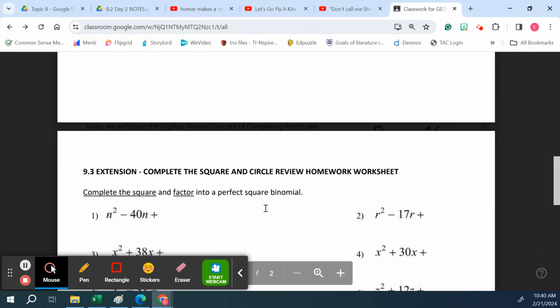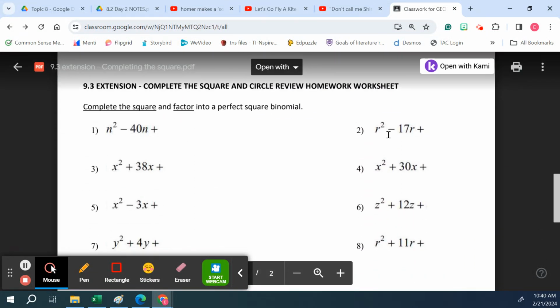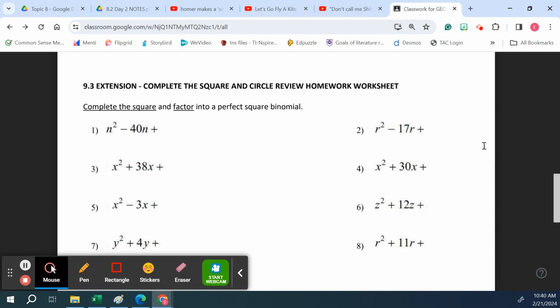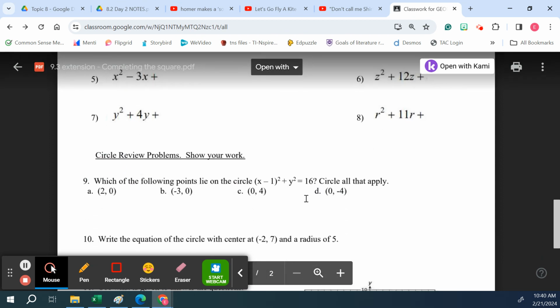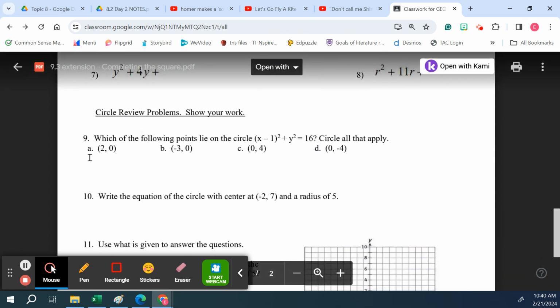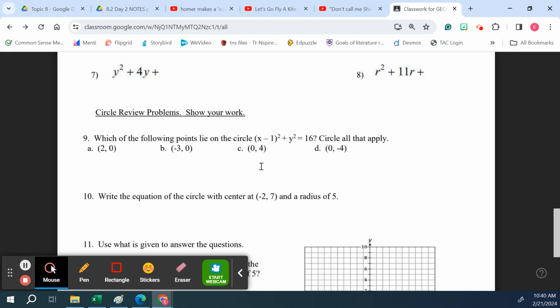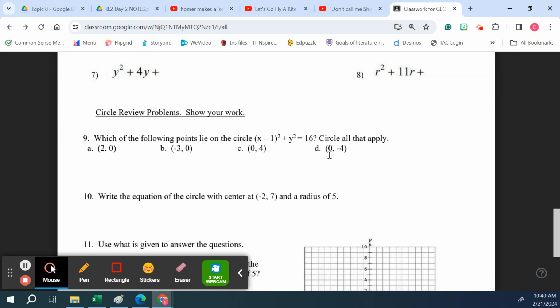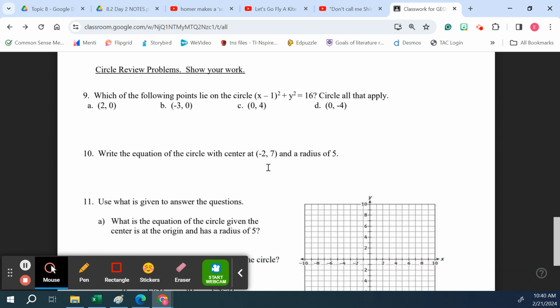All right, let's take a look at the back. Now, this is all your homework, this whole back sheet, okay? So you're going to do what we just finished. You're going to find that third value and factor each one of these, okay? This one, they're asking specifically which of the following points lie on the circle. So this is kind of a review from last week. What you need to do is take each one of these points and put it into the equation and see if both sides are equal. If both sides are equal, then you know it's a solution, and it lands on the circle.